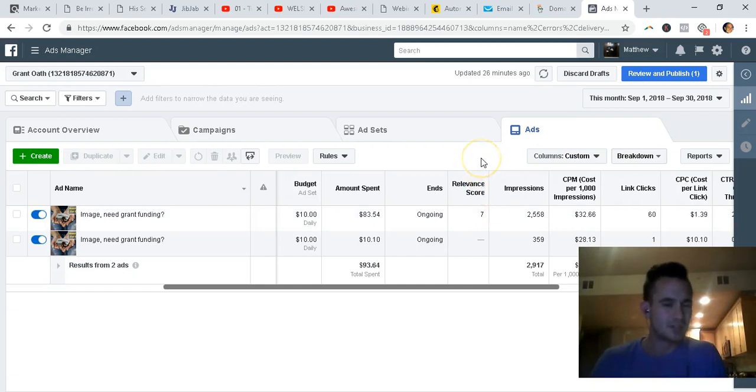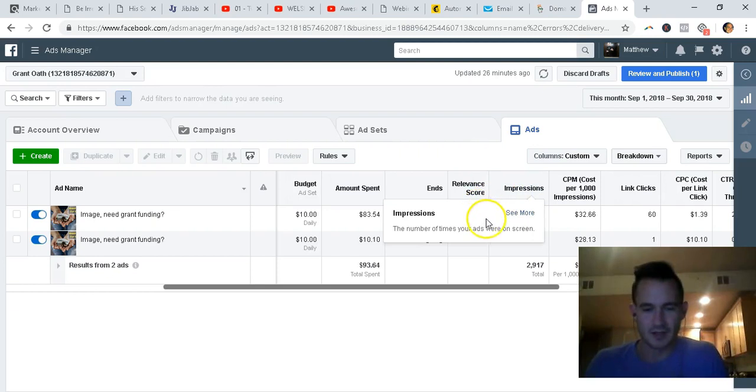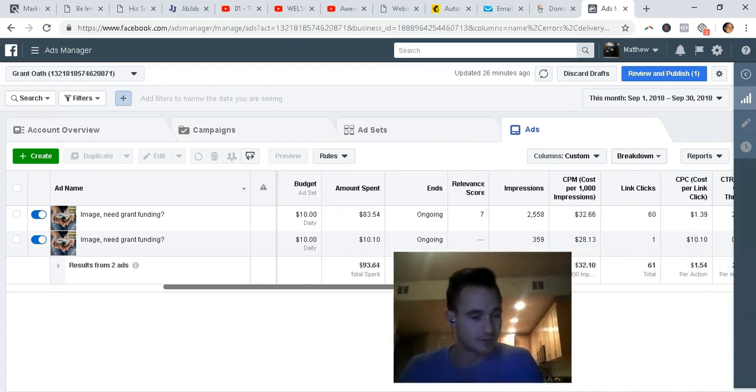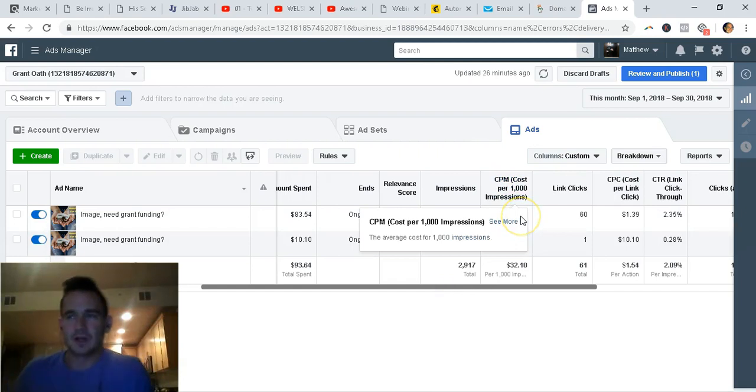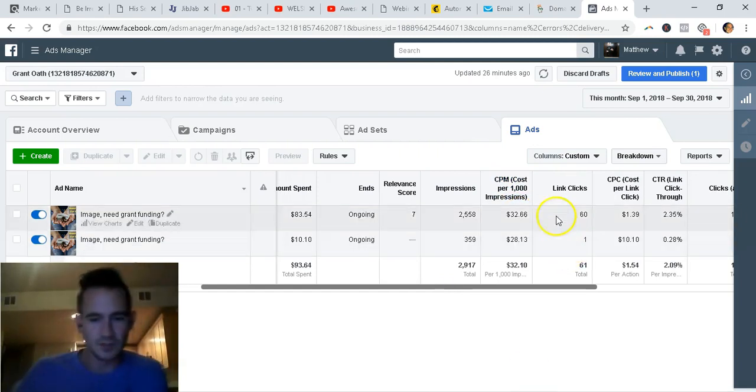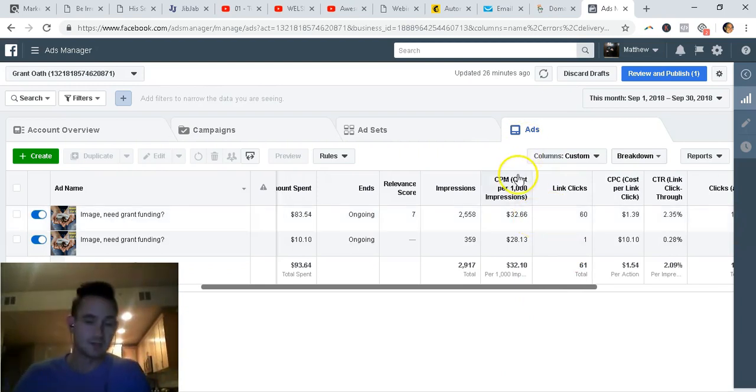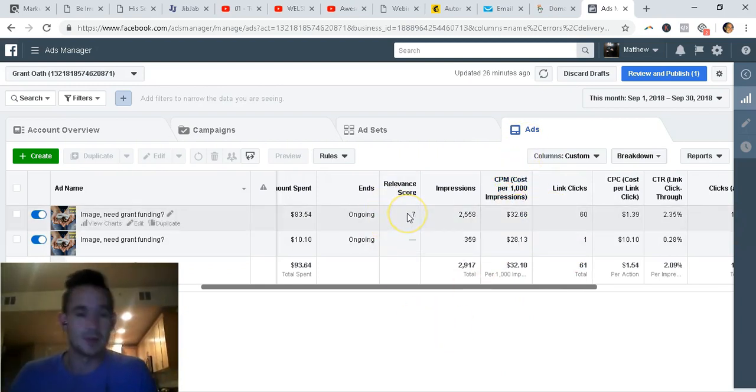But typically, if you're getting the leads and the engagement, your relevance score is going to go up, because ours is almost doubled in just a few days. It hasn't been that long at all. I'm going to drag myself over here so I can see these metrics a little better. CPM, I think at the time of the recording it was like $45. We're at $32 now. And that comes from having a better relevance score.